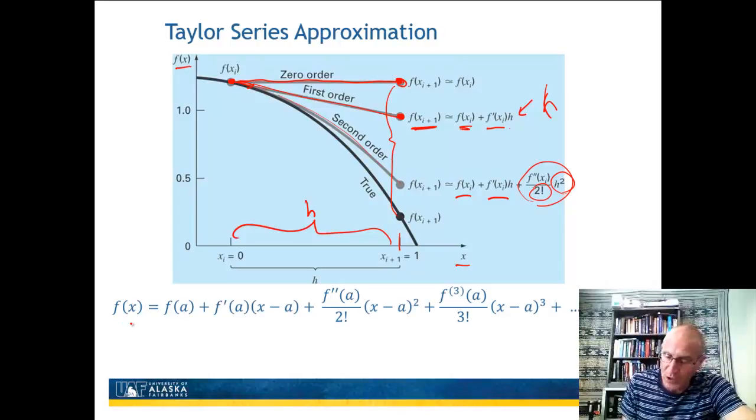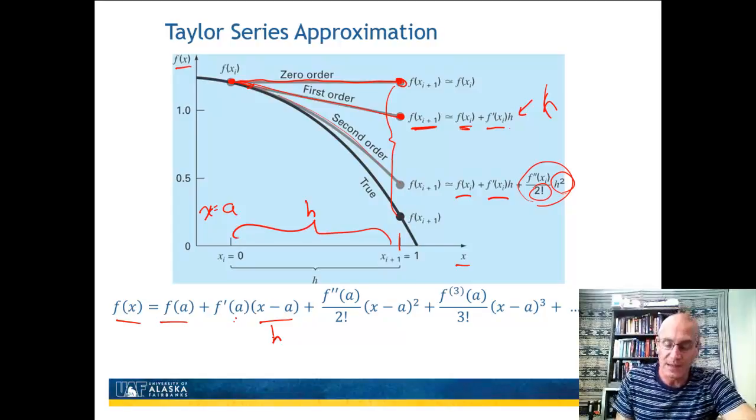Okay, so I want to know the value at x, and what I'm doing is using values that I know at a. So this is point A, so this is x is equal to a. This is the equation in the book you'll see. So this is my zero-order approximation, f prime at that location times my step size. That value, x minus a, is also called the step size h.